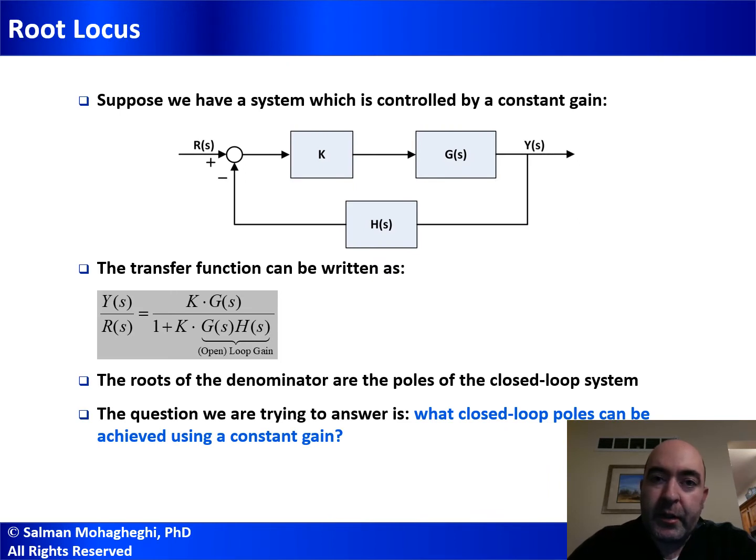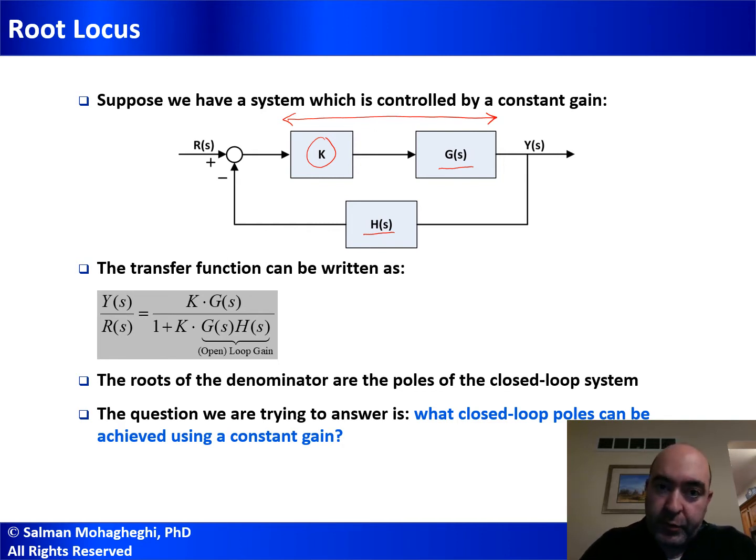Let's start our discussion by considering a very simple closed-loop system. A system that consists of a plant that I'm showing with a transfer function G(s), a feedback path that I'm showing with a transfer function H(s), and a very simple proportional controller that I'm showing with a constant gain of K. You remember that the transfer function of this overall system is the gain of the feed-forward path divided by 1 plus feed-forward gain times feedback gain. The gain of the feed-forward path in this example is K times G(s), because both of them are included in the feed-forward path.